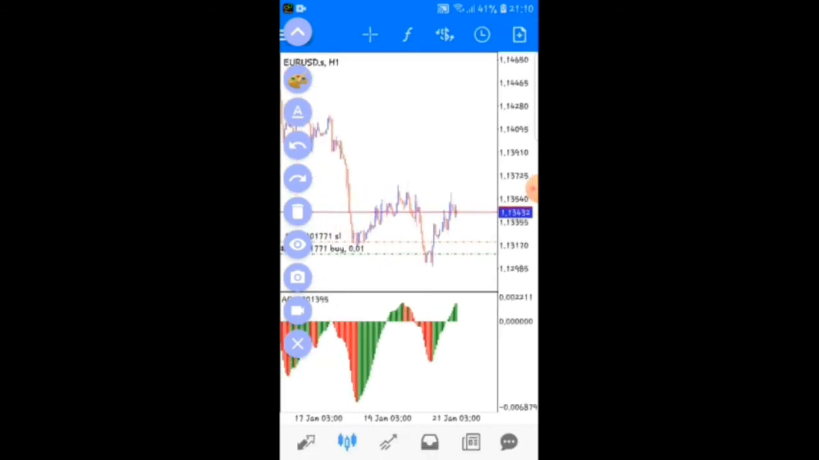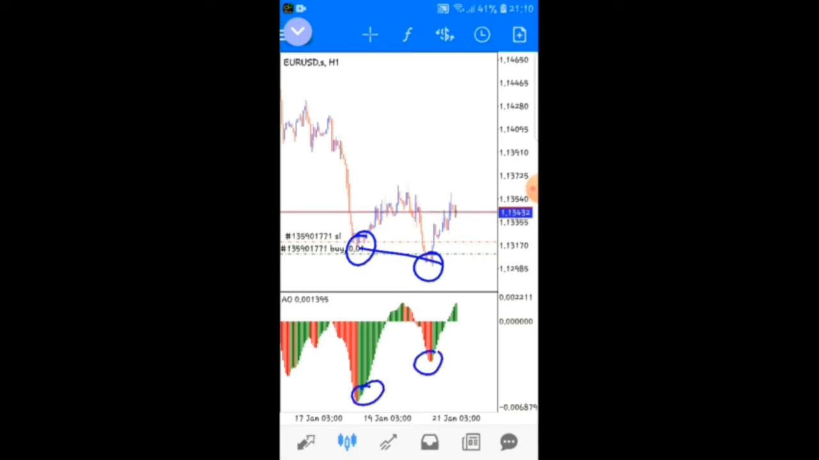So you see that, like I taught you guys, when the market is moving from high to low and the awesome oscillator is moving from low to high, then that's a divergence, and that's the meaning of that. The market is going to go up. It works like magic, and it's true. And look, I'm actually on H1. You see, this is the H1 time frame.